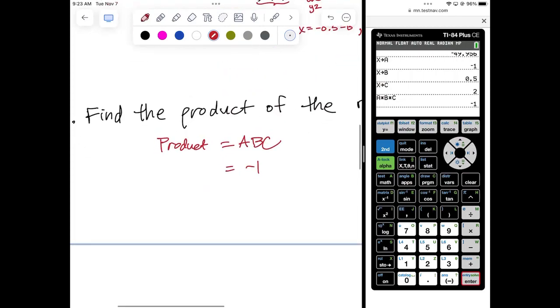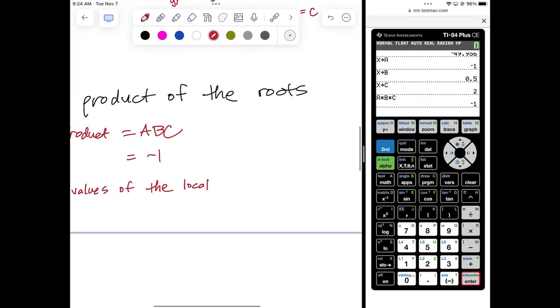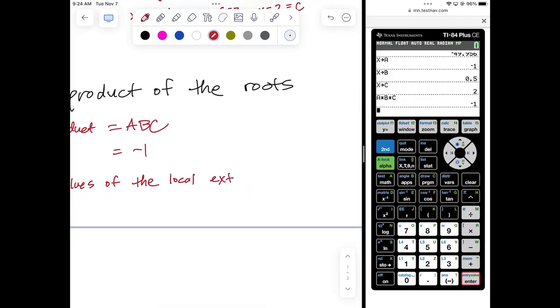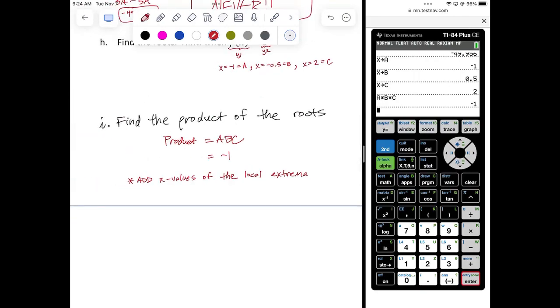Okay, I want you to do one more thing for me. I want you to do this. Let's add the x values of the local extrema. This is your closing task. Okay? Add the x values of your local extrema together. We'll call this part J. This is your closing task, your exit ticket, if you will.